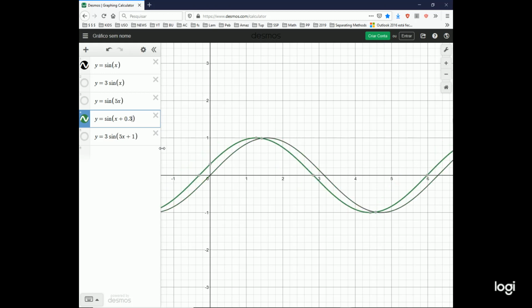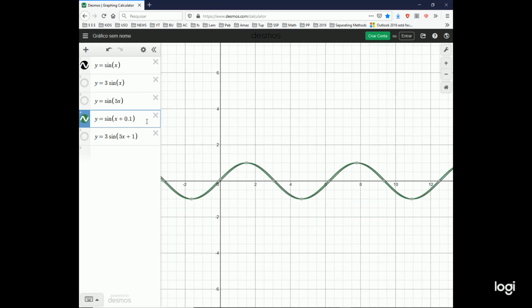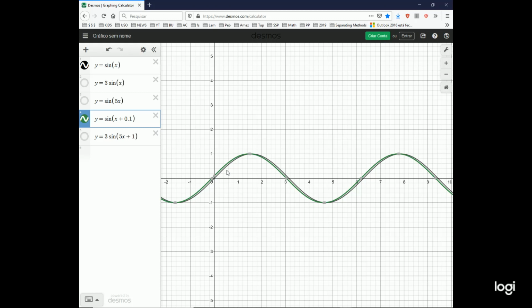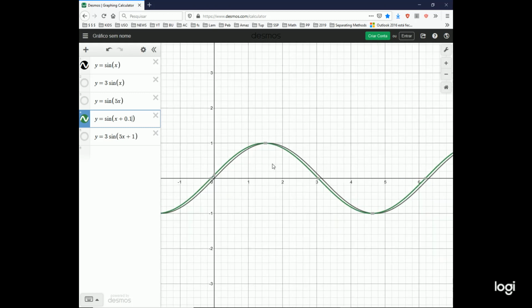0.3, 0.2, 0.1. You see, the curve is the same. It is the same curve because we are not changing the amplitude or the period. We are just changing the phase. The phase, it is exactly the same curve, but we are just grabbing this curve and moving it to the right or to the left. If we have a plus in here, we are taking our curve to the left. It is always the opposite.